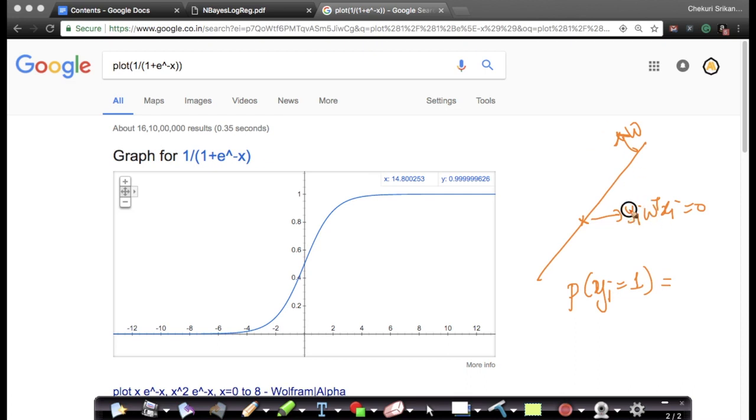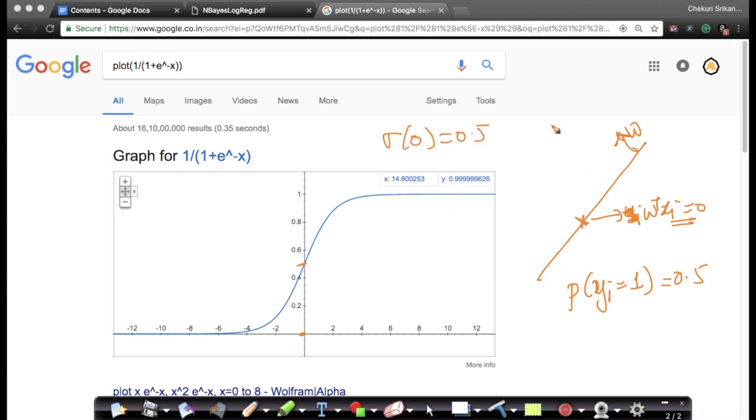Sorry, w transpose xi, not yi. If w transpose xi equals 0, which means its distance equals 0, what is the probability that yi equals 1? It's roughly half because it can either be a positive point or a negative point, isn't it? That's the fun part here. So if a point lies on the hyperplane, which means its distance equals 0, what is the value? 0.5. We just saw this, right? Sigma of 0 equals 0.5.